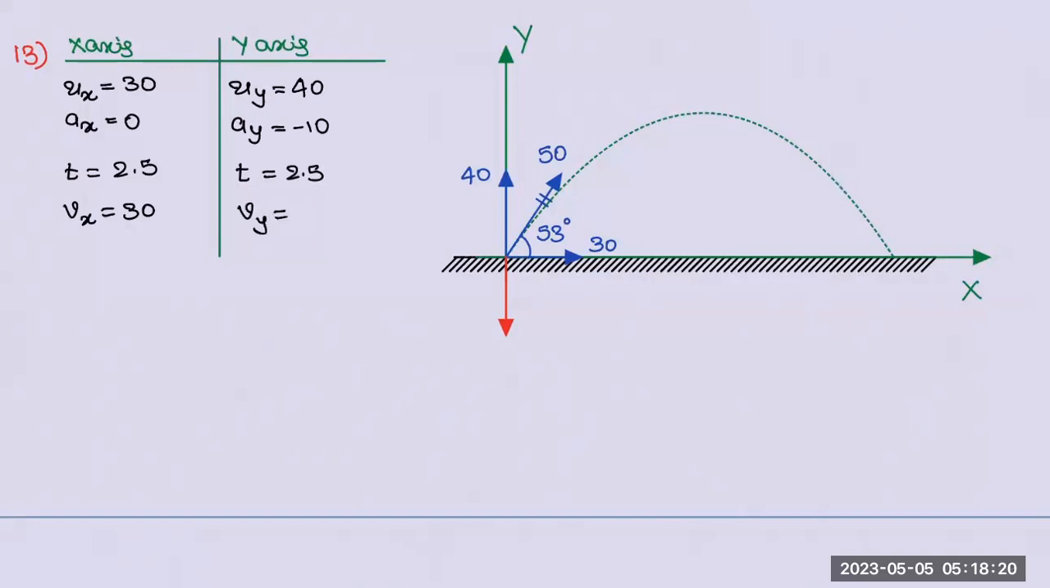Vy is equal to Uy plus Ayt. V is equal to U plus At, the formula in the vertical direction. Vy, that's what I need, is equal to Uy, which is 40, plus A, which is minus 10, into 2.5. 10 into 2.5 is 25. 40 minus 25 is how much? 15. Yeah, Vy is 15.